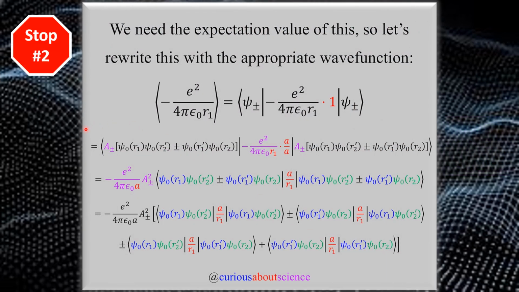This brings us to step number 2, where we need to find the expectation value of this, where this is the electron-proton potential energy from the Coulombic potential that we see here. So let's rewrite this with the appropriate wave functions and not just keep it in the curly brackets, but actually showcase what we're trying to do here. And in doing so, we see that we get equation 8.63, which is the expectation value.